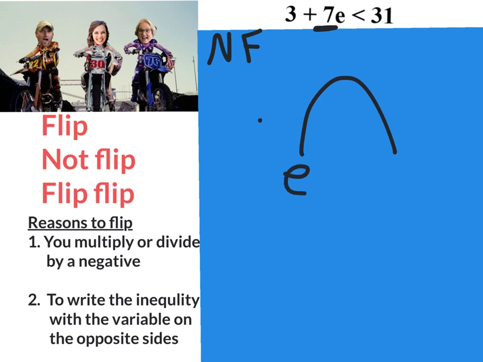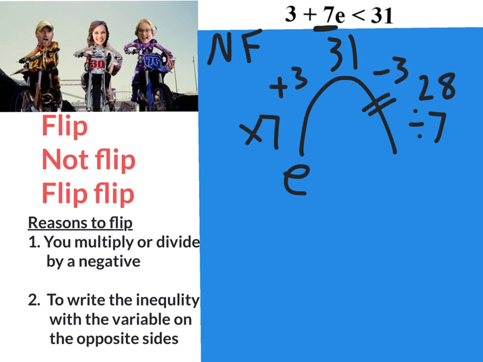There was an e, they took times 7, they added 3, and they got 31. So we're going to subtract 3, and we're going to divide by 7, making sure you hit equals on your calculator. So 31 minus 3 is 28. 28 divided by 7 is 4. And then I need to remember I didn't flip it, so that is my symbol. It's less than 4 on a number line.